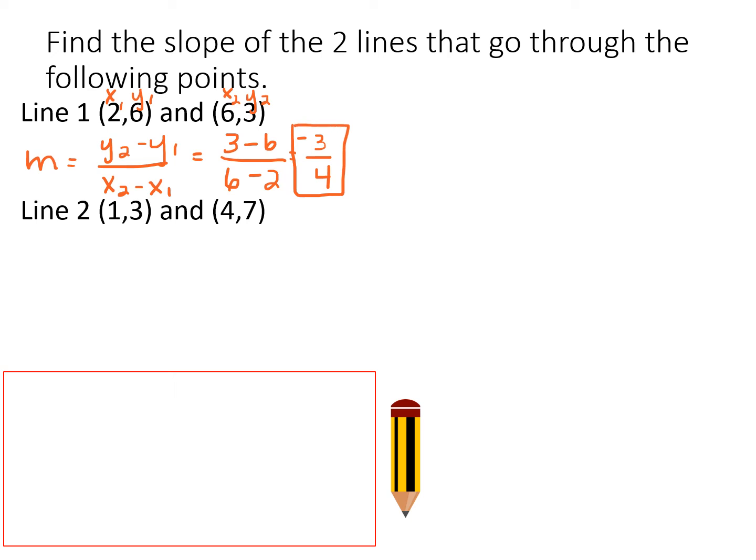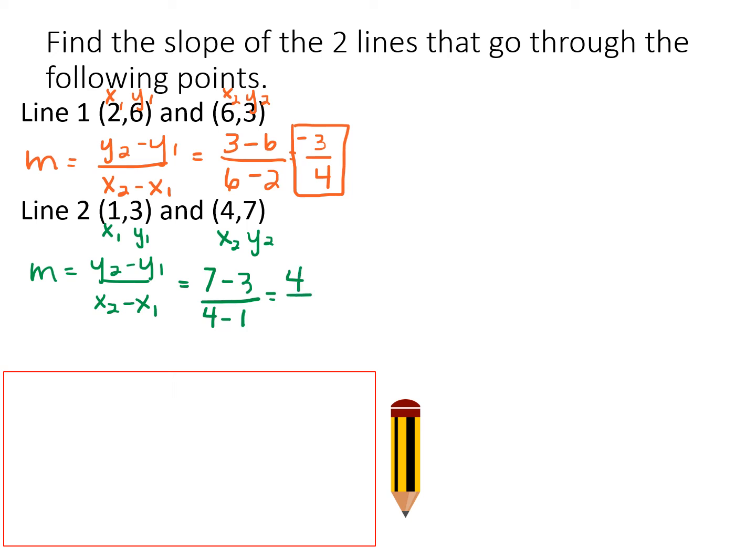Now, if I were to do the same concept for line 2, so m equals y2 minus y1 over x2 minus x1. Again, if I want to label these x1, y1, x2, y2, labeling them xy because every ordered pair is in terms of x and y. Now, if I look at y2, y2 is 7, y1 would be 3, so 7 minus 3 over x2 is 4 minus x1, which would be 1. So 7 minus 3 would give me a 4 on top, and 4 minus 1 would give me a 3 on bottom.